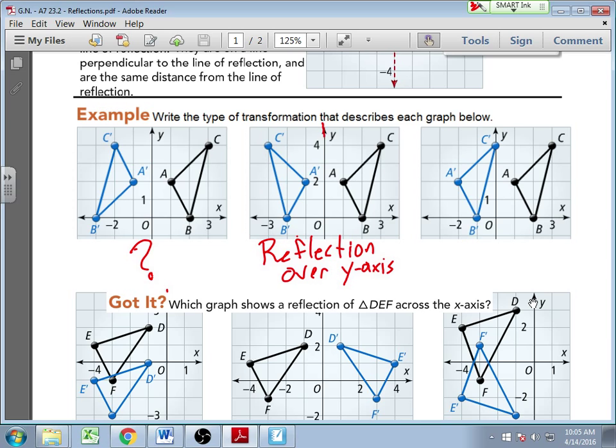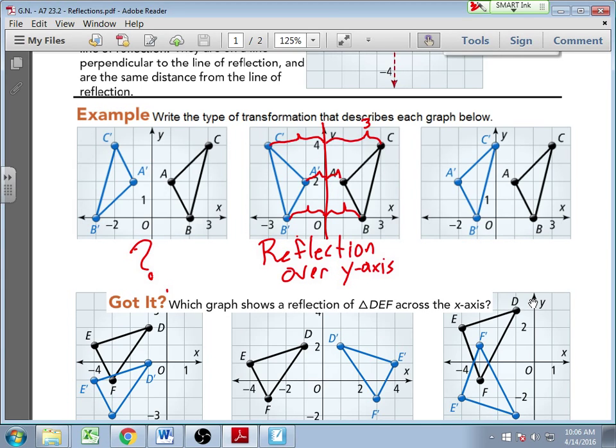And we can check that by drawing that line of reflection. C starts 3 away, C prime matches. A starts 1 away, A prime matches. B starts 2 away, and B prime matches. Every vertex is where it's supposed to be. I know it's a reflection. I don't have to check the shape any other way, because if my vertexes match, the shape has to match.